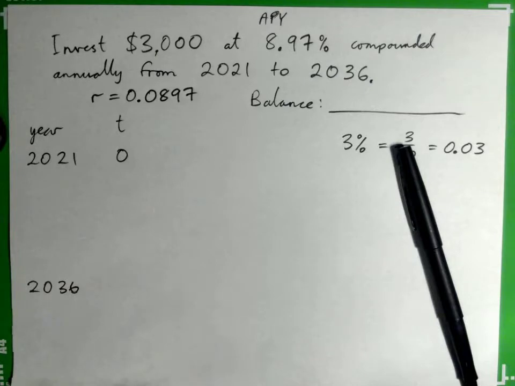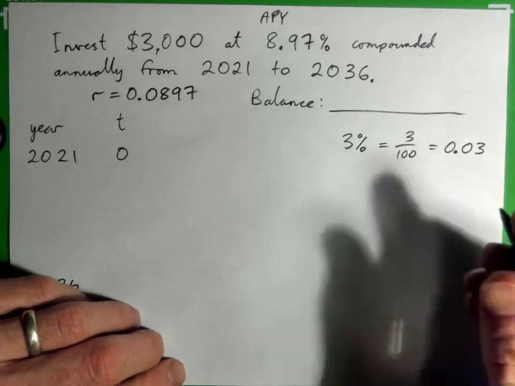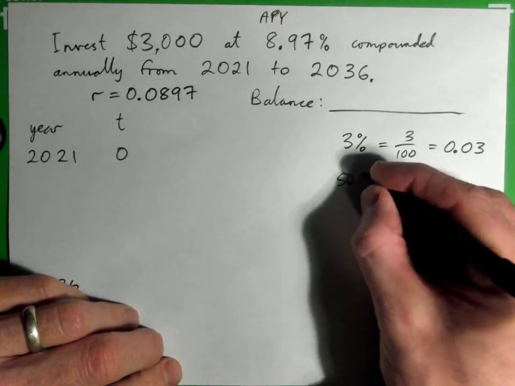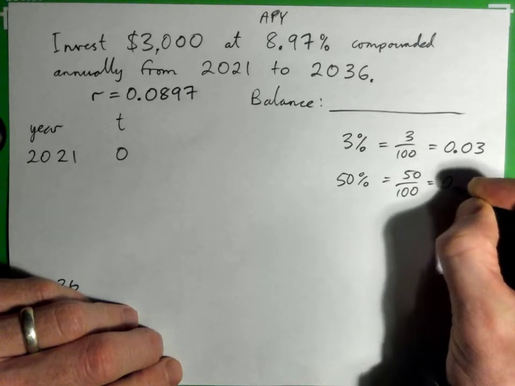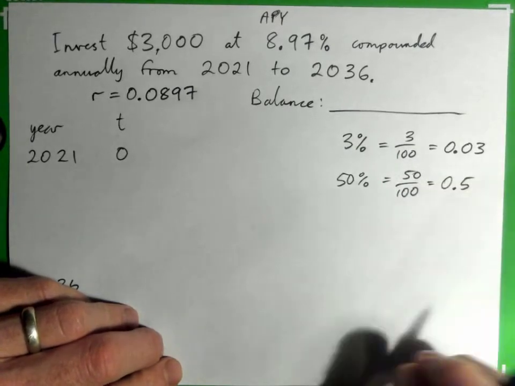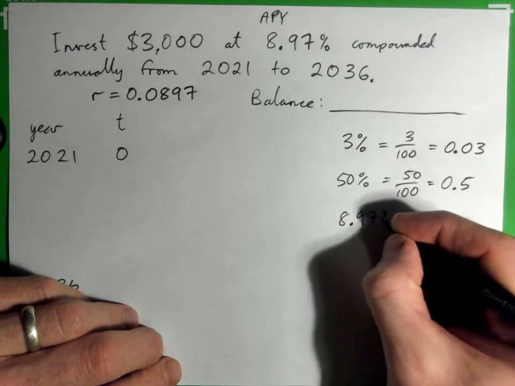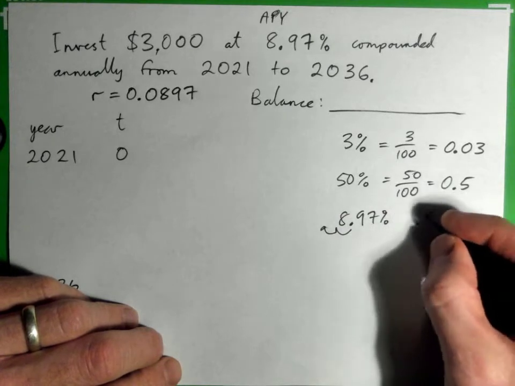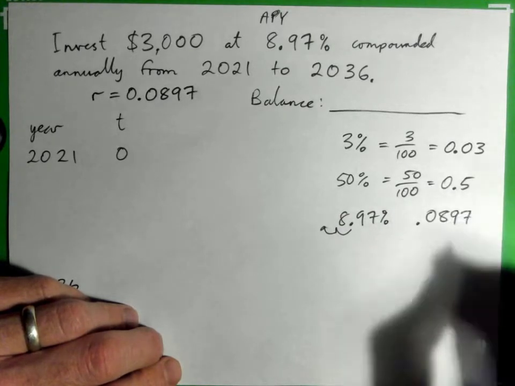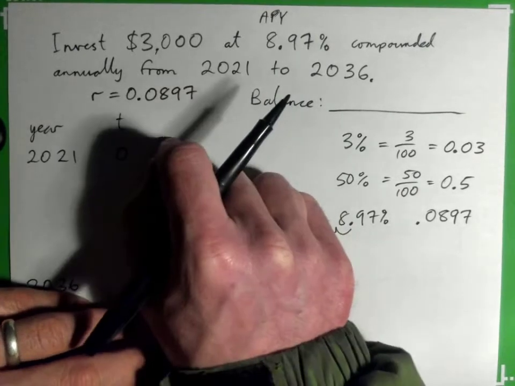Okay, so that's our percents, or 50%, right? That would be 50 hundredths, which is 0.5 and all that. We're okay with percents? So this is just 8.97%. I mean, all you do is just move this decimal two spots to the left. So it's 0.0897, right? So that's our rate, 0.0897, right?